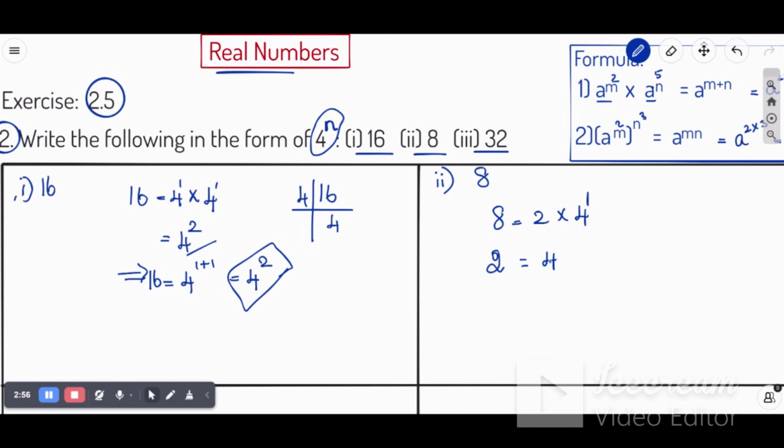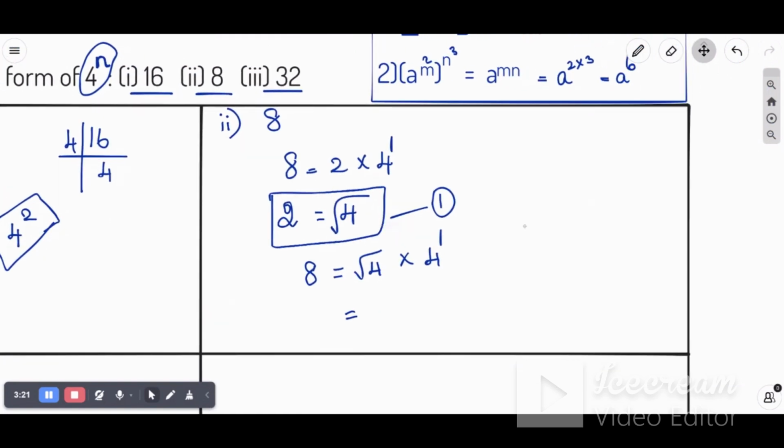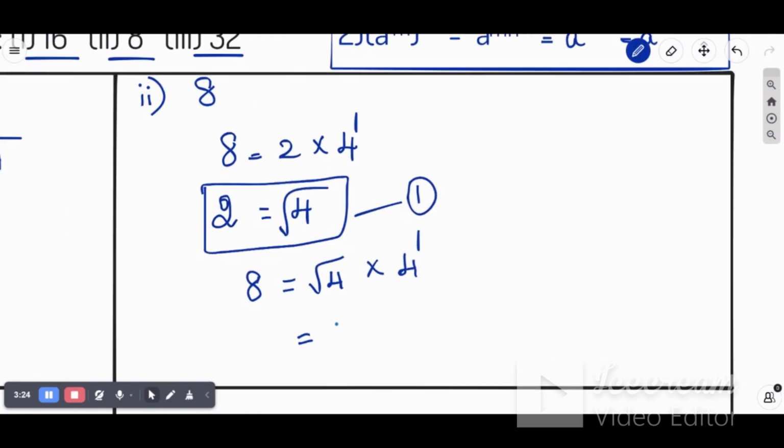What we can do is 2 is equal to square root of 4. Do you remember this? Square root of 4 is 2. So I am going to make use of this in the first line. 8 is equal to, instead of 2, I am going to substitute this: 8 is equal to square root of 4 into 4 power 1. Now, what is square root of 4? As we saw in the first question, square root of 4 means you can write 4 to the power 1 by 2, into 4 to the power 1. So now, you have your base same and two different powers.